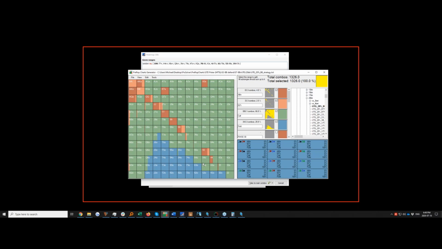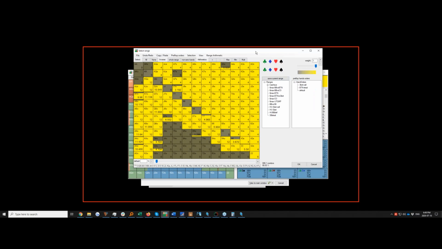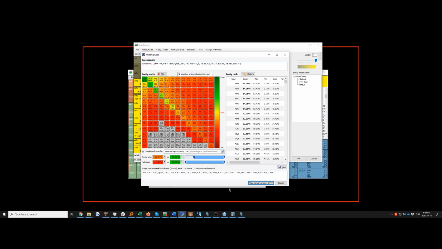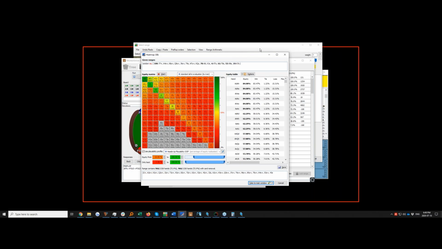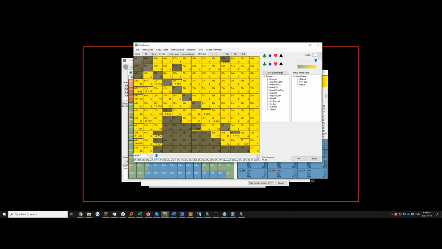So let's try to build a range here. What do you guys think in this situation with big blind defending against under the gun? Okay. From these hands, what hands would you start removing first? Let's see if you guys can give me some ideas from this grid. What hands would you start folding?